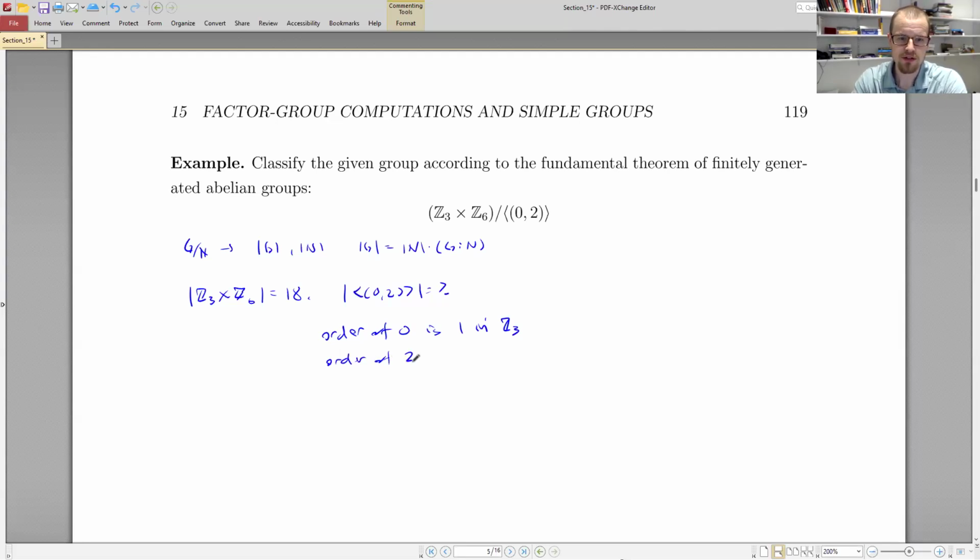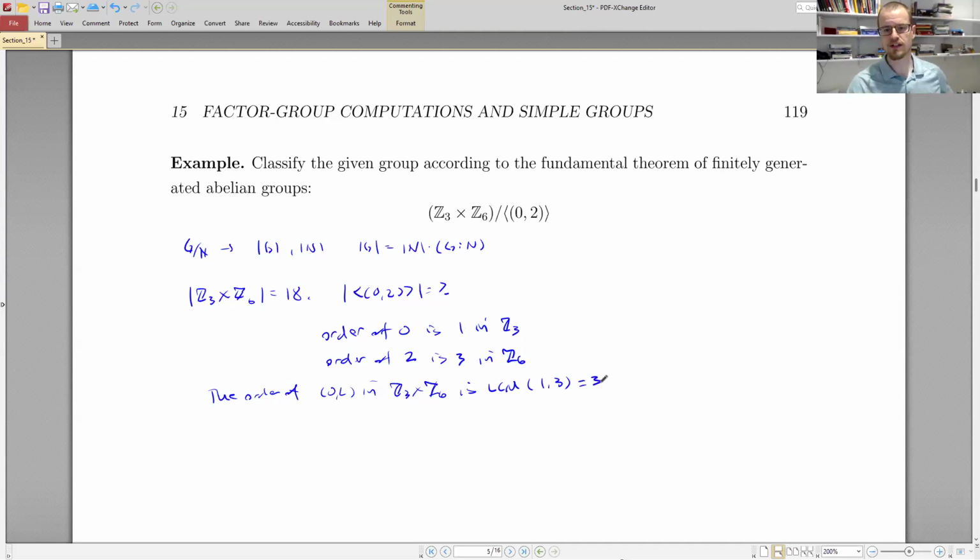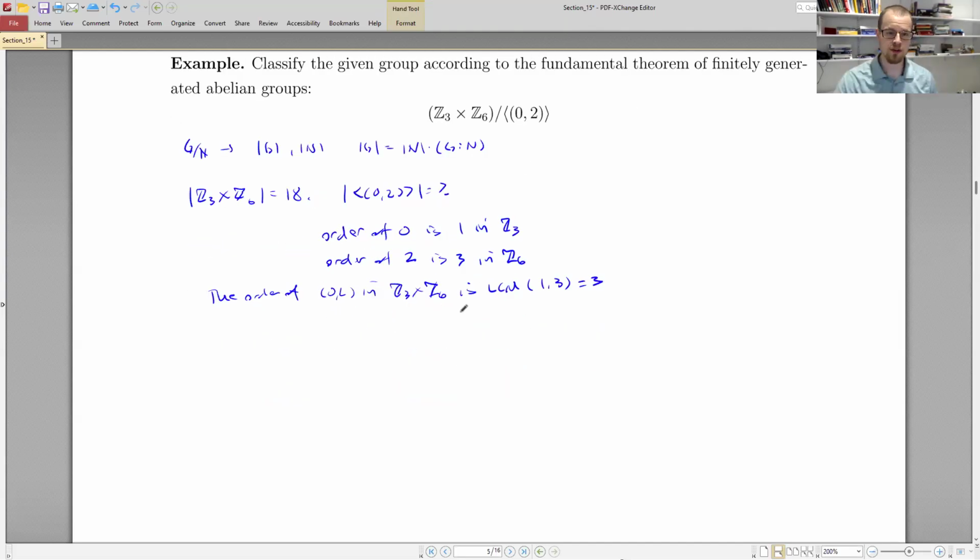The order of 2 is, so we should be familiar with 2 times 3 is equal to 6, which is going to give us the 0. So this is order 3 in Z6. So the order of (0, 2) in Z3 cross Z6 is the least common multiple of 1 and 3. Of course, there are going to be more interesting examples than this, which has order 1 and order 3. In this case, it's just 3. So we know that.